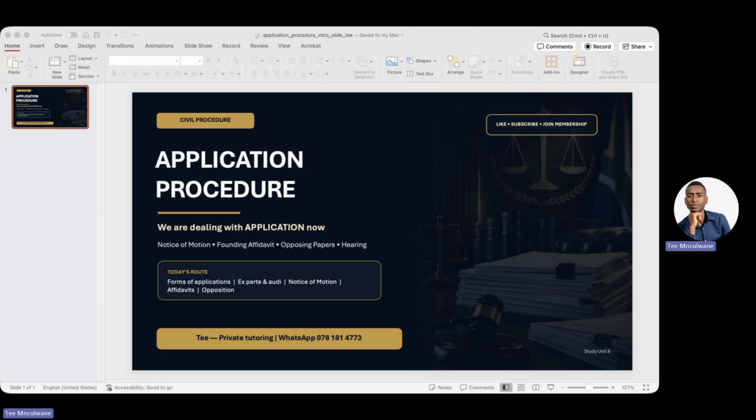That is why the founding affidavit must be properly drafted. It must contain the material facts, not just conclusions. Don't write, the respondent is acting unlawfully. That is a conclusion. Rather explain, on 3 March, the respondent entered the applicant's property without consent.